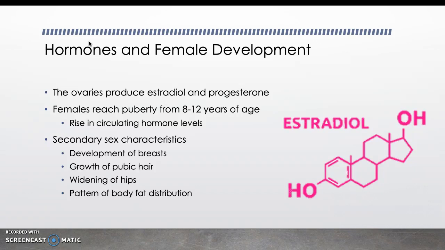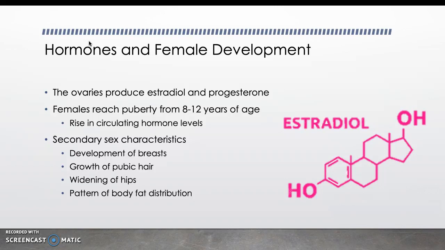While there is no direct role of hormones in female embryonic differentiation, they have an important and complicated role in female development and reproduction at puberty. Between 8 and 12 years of age, the ovaries will begin secreting estradiol and progesterone. These are both steroid hormones. The rise in these circulating hormone levels is responsible for the expression of secondary sex characteristics. These include the development of breasts, the growth of pubic hair, widening of hips, and the pattern of body fat distribution, particularly around the hips and midsection.